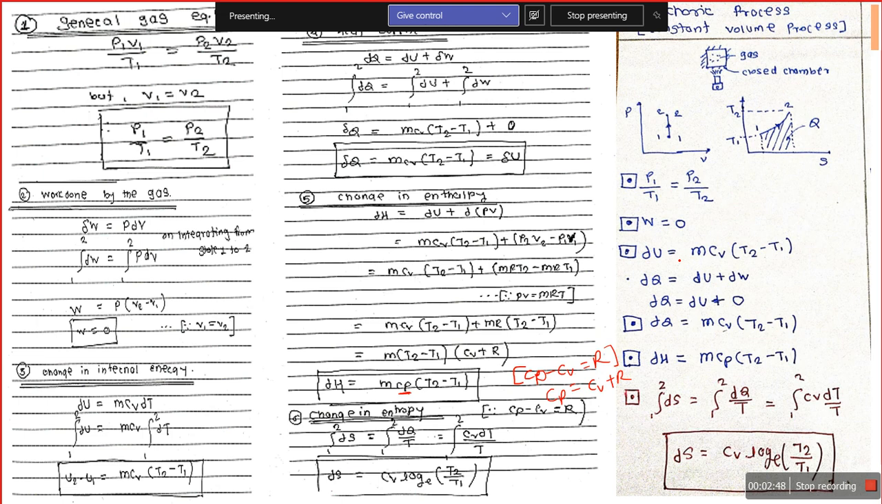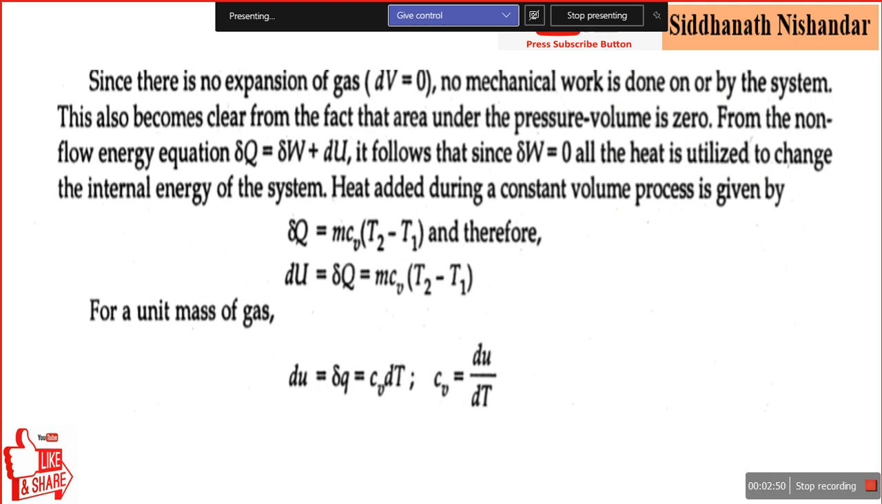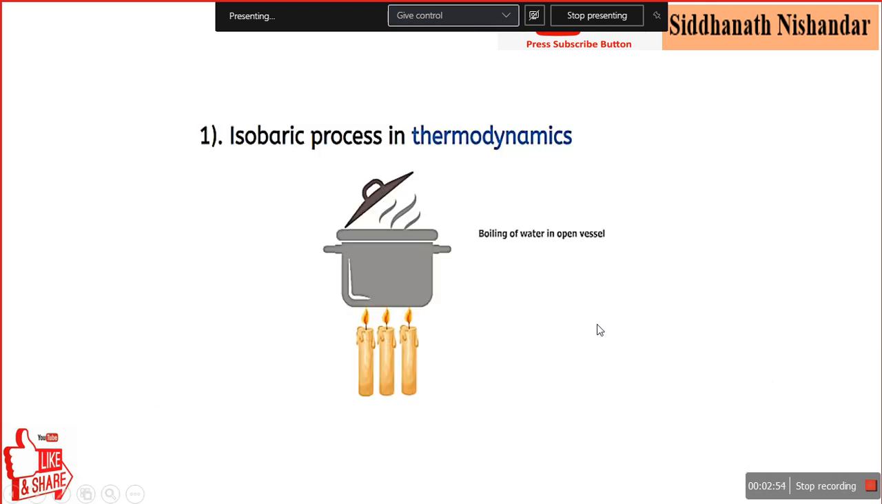Today we start with the isobaric process. Boiling water in an open vessel is a general example we see in day-to-day life, that is the isobaric process.